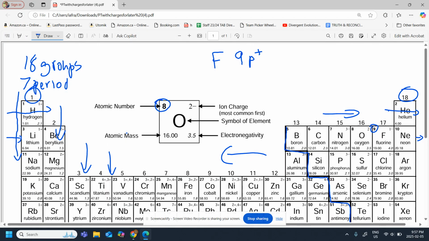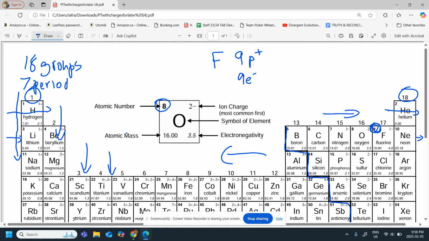Okay, and what usually has to happen is in a neutral atom where there's no overall charge, the electrons being negative have to be the same as the protons. So right away, we're going to put 9 electrons. So the atomic number tells us the number of protons, and it's also the number of electrons.